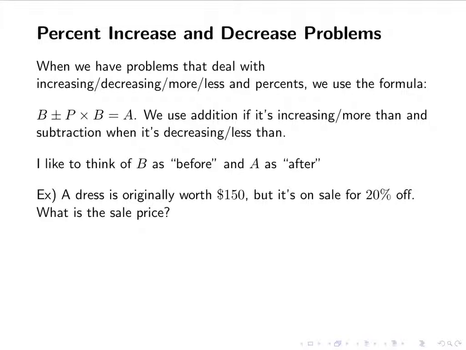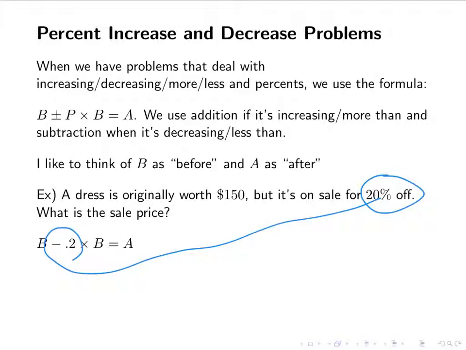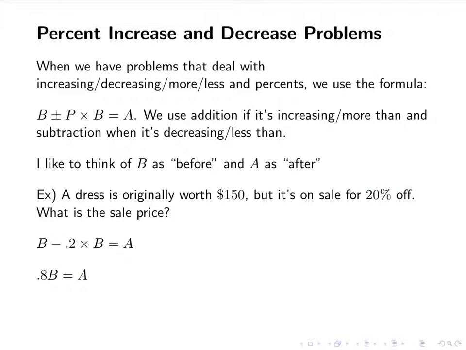So I know that P is 20%, so I'm going to plug that in right away. I also know it's subtraction because it's 20% off, which means I'm taking it off, I'm subtracting it. So just this fact gives me the minus and the 0.2 for P. What I'm going to do next is, before I plug in b or a, I'm going to simplify the left-hand side. B minus 0.2b is 0.8b.